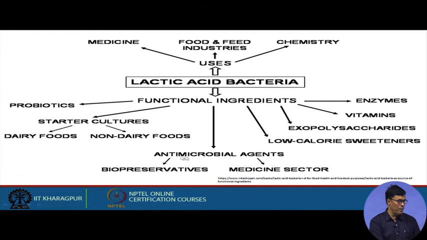Then we have the antimicrobial agent, the biopreservative. I already talked about the medicinal sector. I told you that in the pharmaceutical sector, polylactic acid has tremendous potentiality. Then it can be used as an ingredient, that is, enzymes, vitamins, exopolysaccharides and low caloric sweetener.